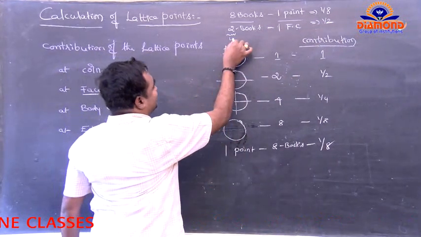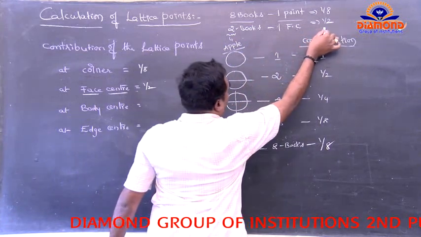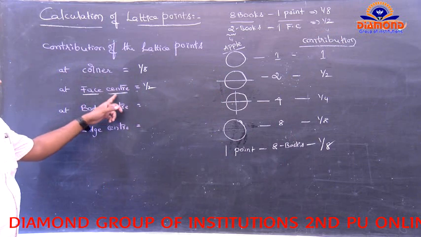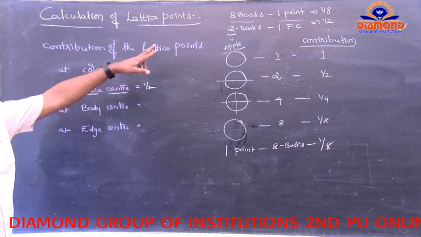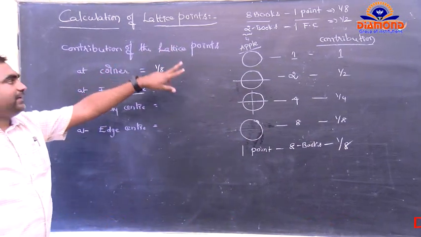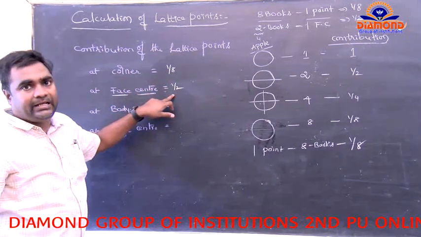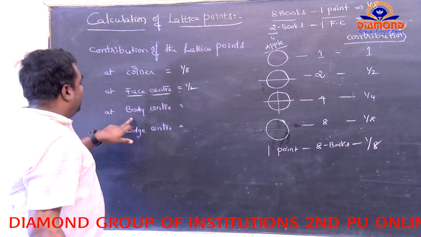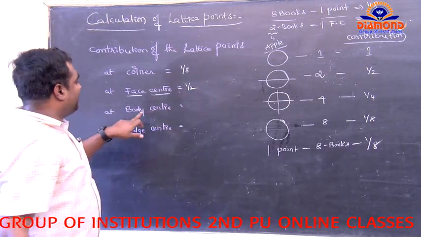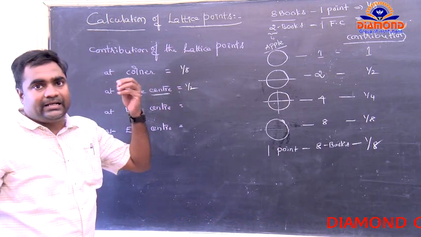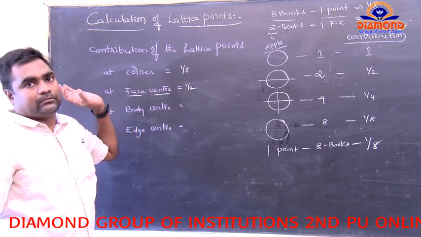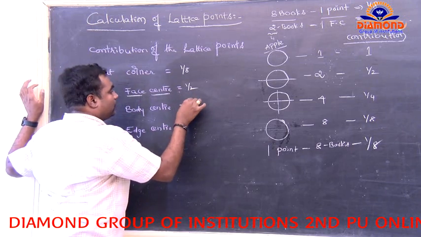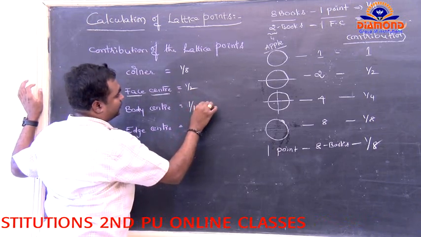Suppose 4 books touch. Then what is the contribution? 1 by 4. So here at the face center, only 2 books get touched. That's why the contribution belongs to only 1 by 2. Next we go for the body center. At the body center we didn't get another book. Only one book is touched. That's why the contribution belongs to 1 by 1, which is equal to 1.